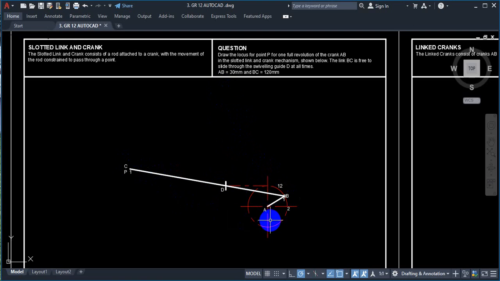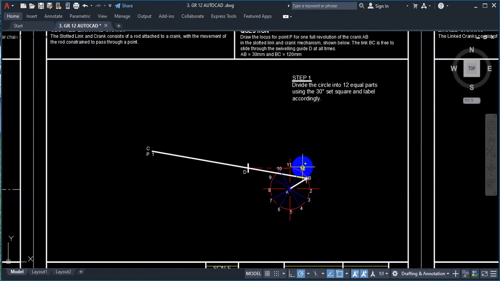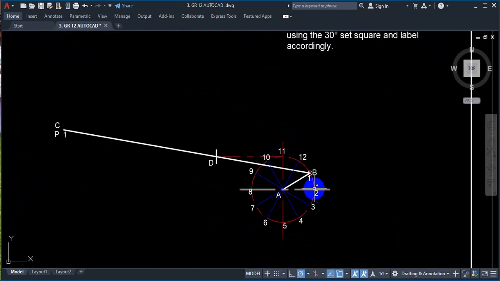The golden rule here is to divide your circle into 12 equal parts after you have drawn the given, of course. So, step 1: divide the circle into 12 equal parts using a 30 degrees set square, and put the labels accordingly. Now, in this case, 1, 2, 3 is going in a clockwise direction. You could have gone anti-clockwise.